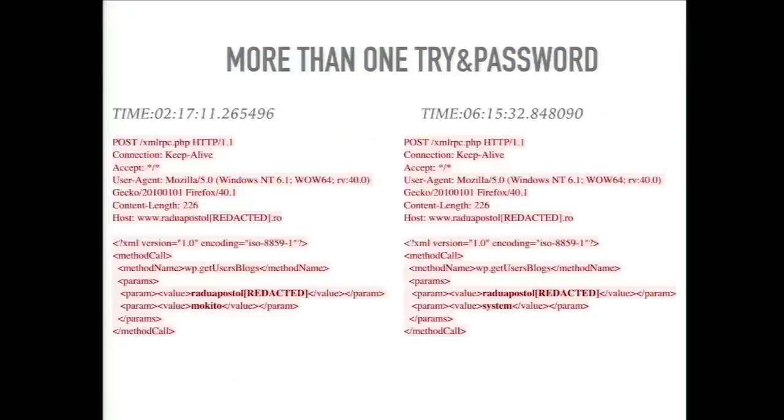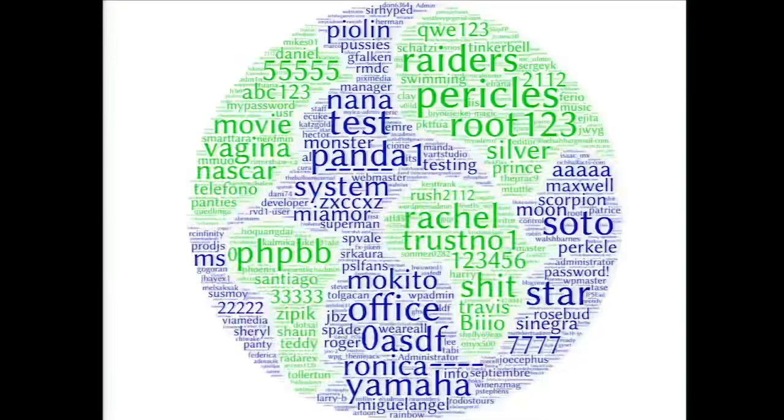We also found that one site is brute forced more than once, and with more than one password. For example, here is a Romanian site. At 2 p.m. it was brute forced with the password Makito, and at 6 p.m. it was brute forced with the password system. Since the bot is communicating in clear text and sending the attack via POST requests, we were able to collect all the passwords the bot used during the 5 days of capture.